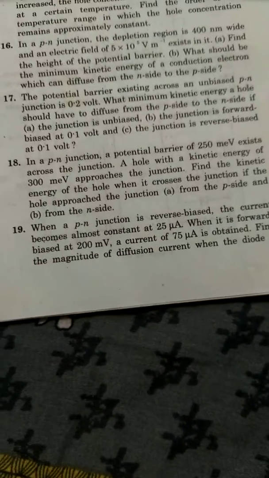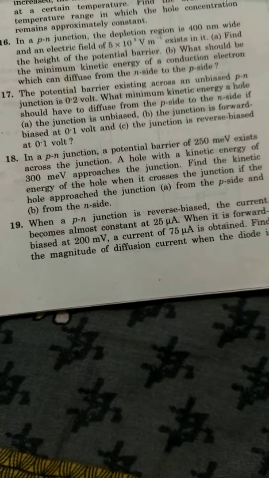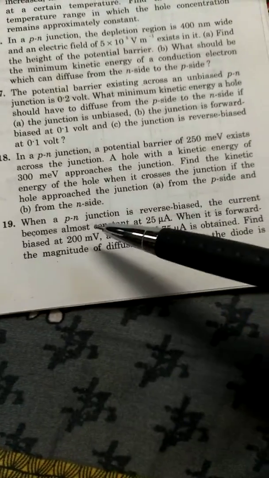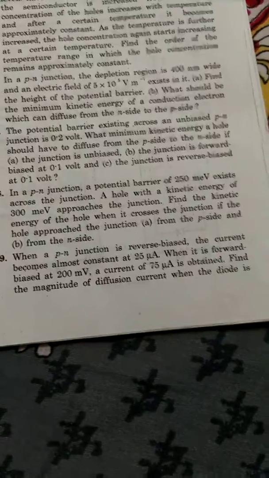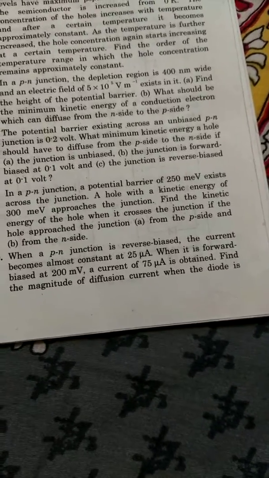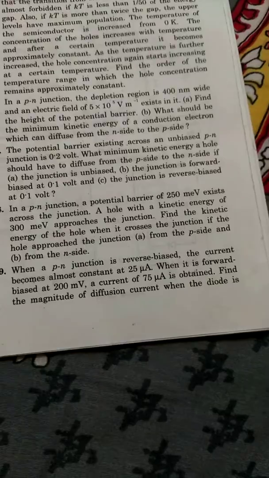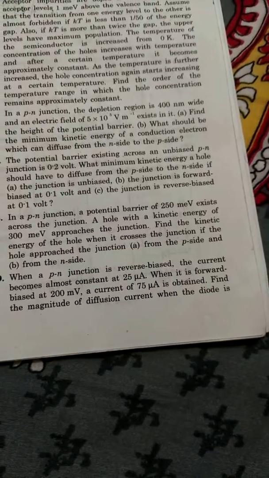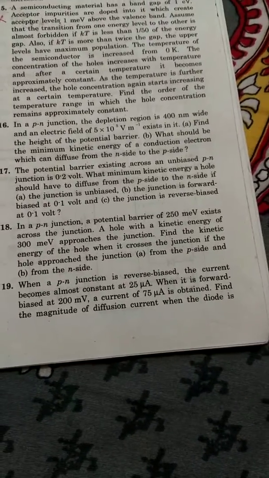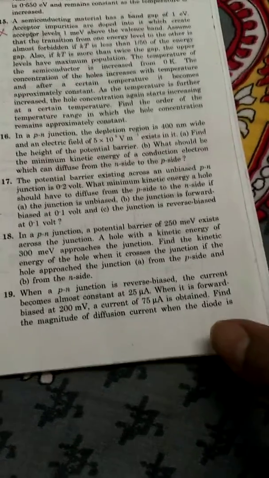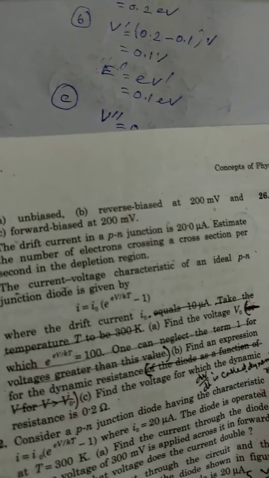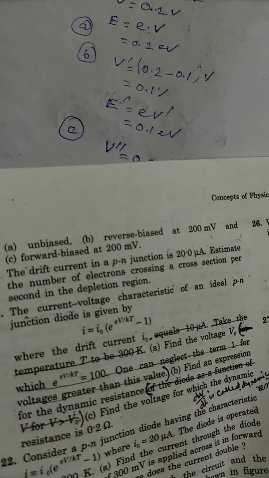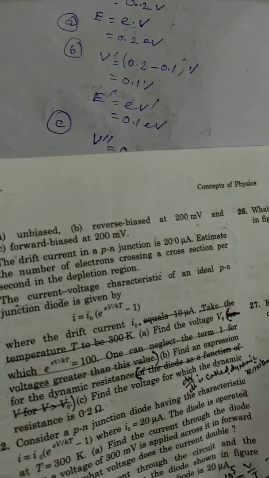AC Verma, chapter Semiconductors and Semiconductor Devices, question number 90. When a PN junction is reverse biased, the current becomes almost constant at 25 microampere. When it is forward biased at 200 millivolt, a current of 75 microampere is obtained. Find the magnitude of diffusion current when the diode is A. unbiased, B. reverse biased at 200 millivolt, and C. forward biased at 200 millivolt.